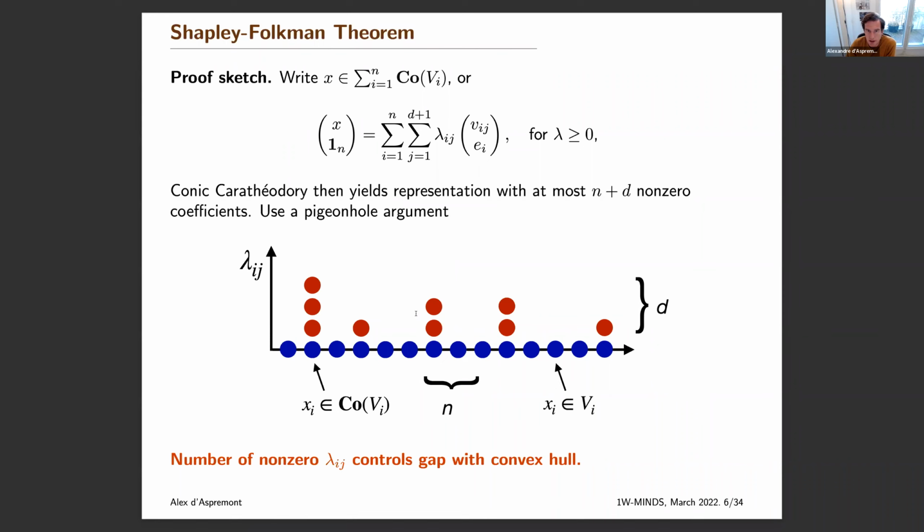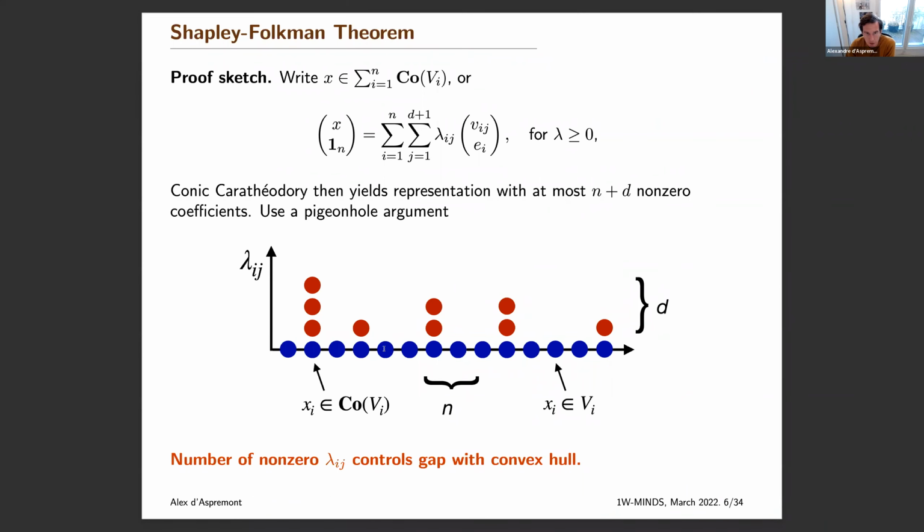The normalization constraints mean you need at least one non-zero lambda ij per set I, right? So you have n plus d non-zero lambda ij. You're going to allocate at least n of them, one to each set representation Vi. So these are the blue dots you see here. Now you're left with at most d non-zero lambda ij that you have to spread around n sets Vi, n conic representations. And in the worst case scenario, they are uniformly spread over these n sets, so you have one of them over d representations.